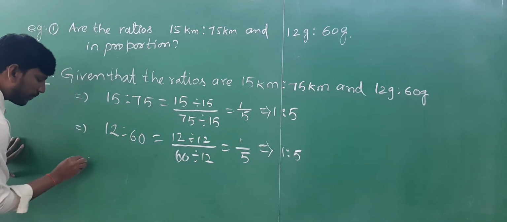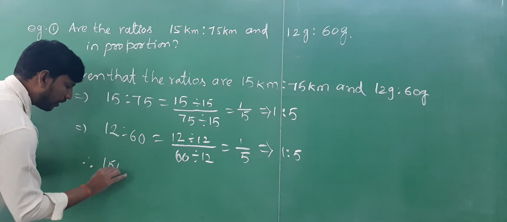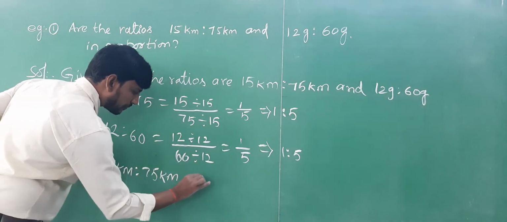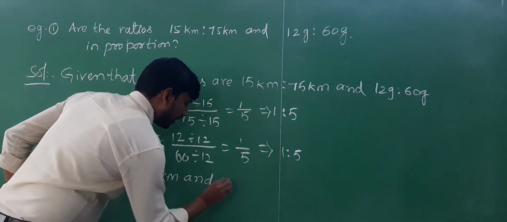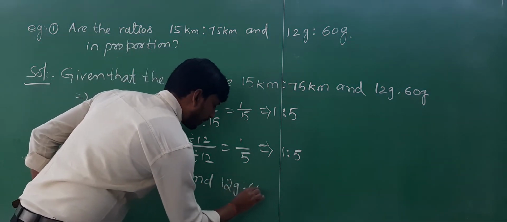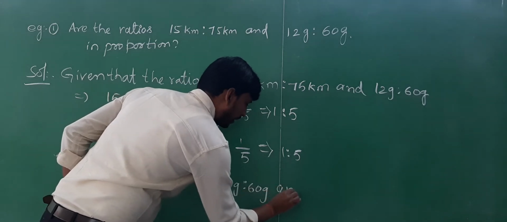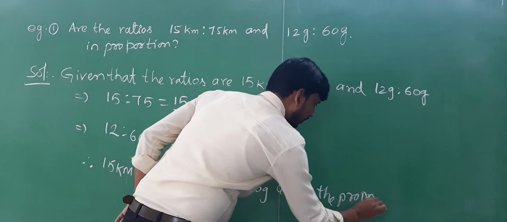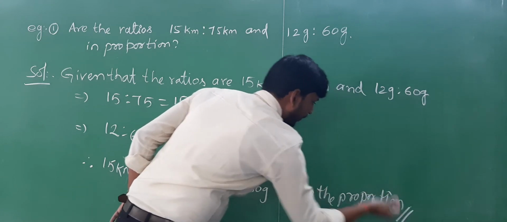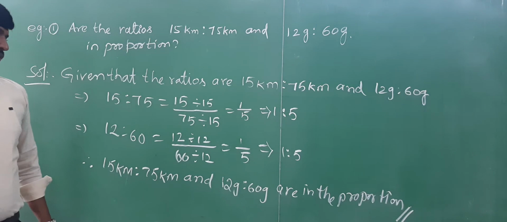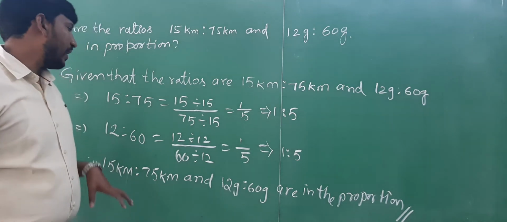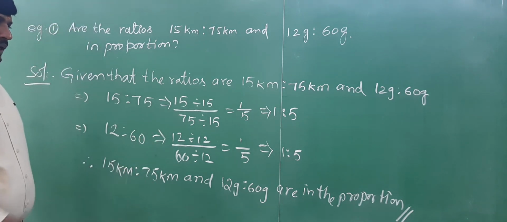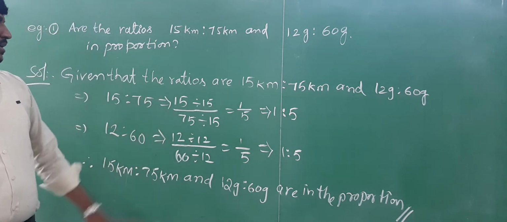So therefore 15 kilometers is to 75 kilometers and 12 grams is to 60 grams are in proportion. Clear, children? This is a way to find out whether the given two ratios are in proportion or not. You just find the simplest form of the given ratios. You will get the idea. Is it clear, children? Just copy this.